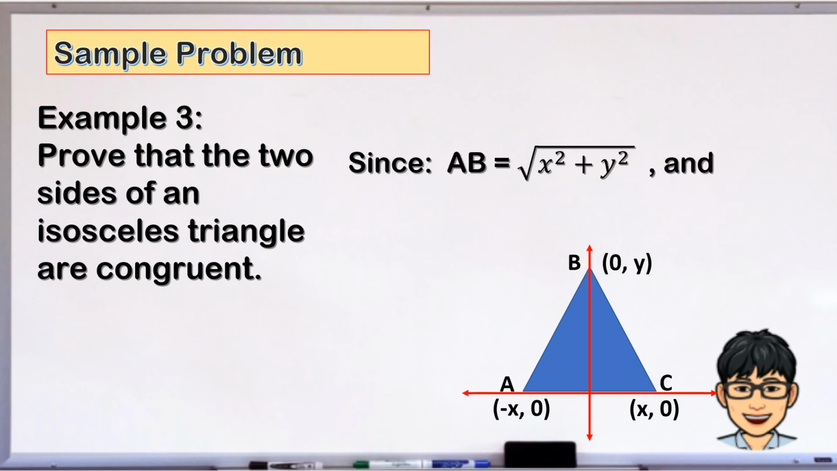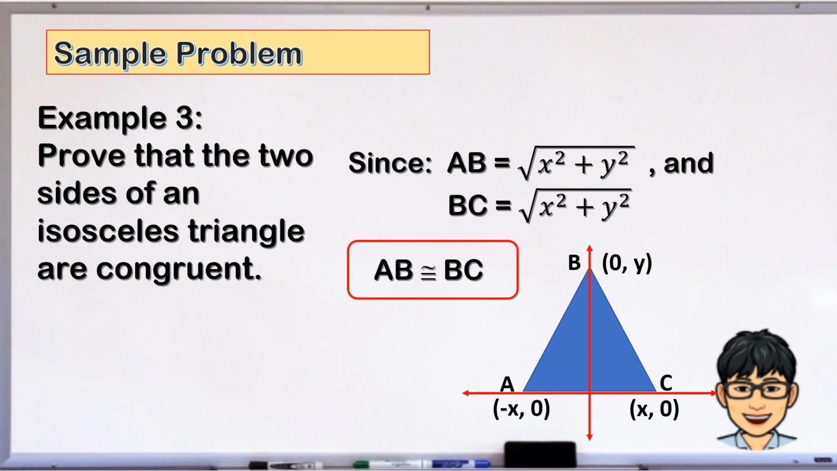And since the distance between A and B is equal to the square root of x squared plus y squared, and the distance between B and C is also equal to the square root of x squared plus y squared, masasabi natin na segment AB is congruent to segment BC, which proves that the two sides of an isosceles triangle are congruent.